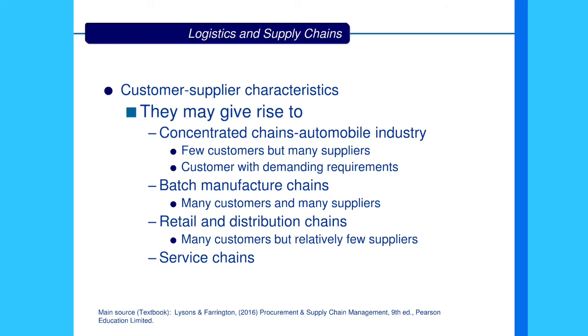Similarly, there are service chains which are like banking service, financial services you can call them, hospitality services like hotels. You can talk about airlines. They have their own supply chains. That's how you could book through travel agents the tickets which come from different airlines.